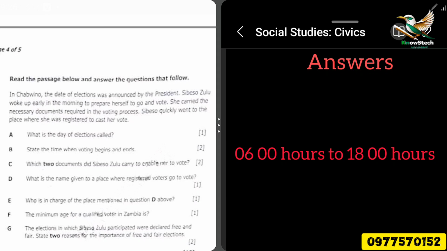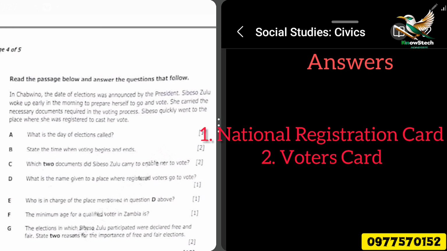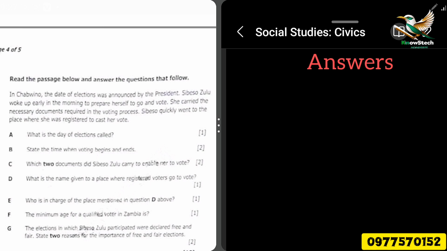Are we together? Which two documents did Siveso carry to enable her to vote? Number one, you can say the national registration card. Number two, the voter's card. All right. Who is in charge of the place mentioned?